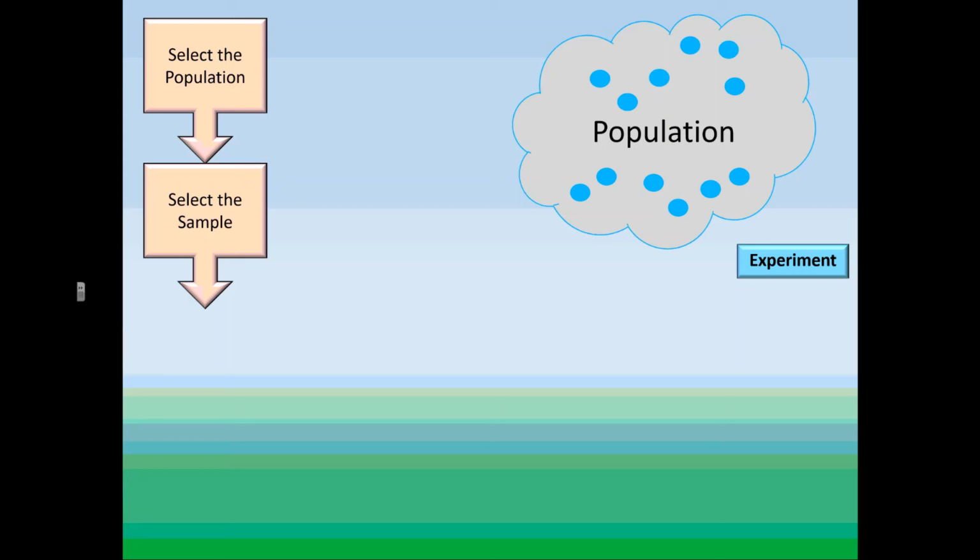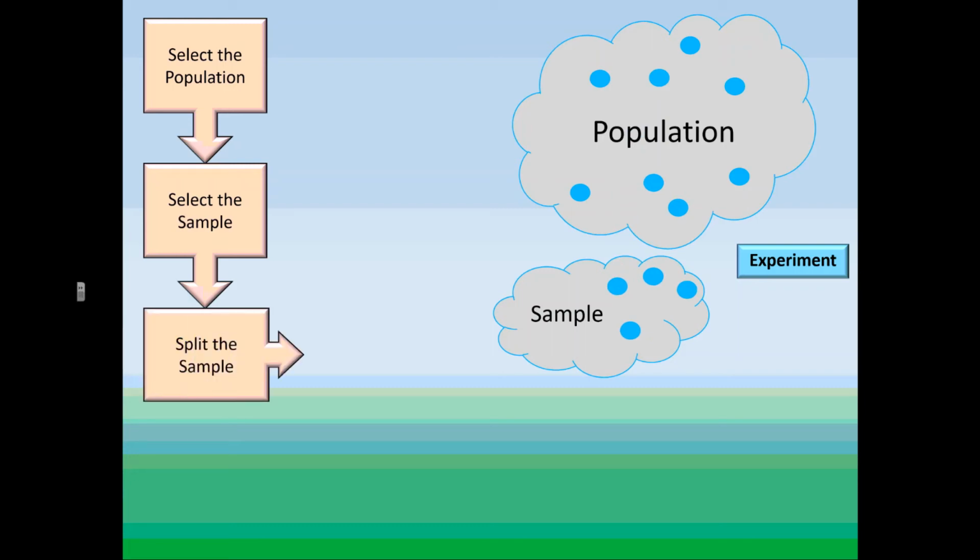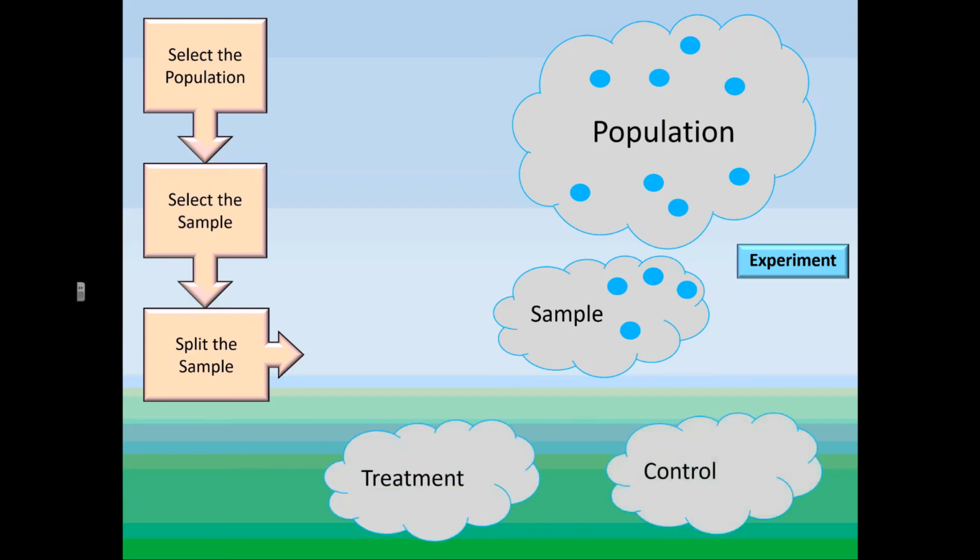So once we understand who the population is, we randomly select our sample. We've talked about how to select a sample. It's not as easy as you think it is. Then we split the sample. Once again, we're going to use a random number generator, and we're going to split the sample into treatment and control. So 2 of the bubbles get to be treatment, and 2 of the bubbles get to be control.